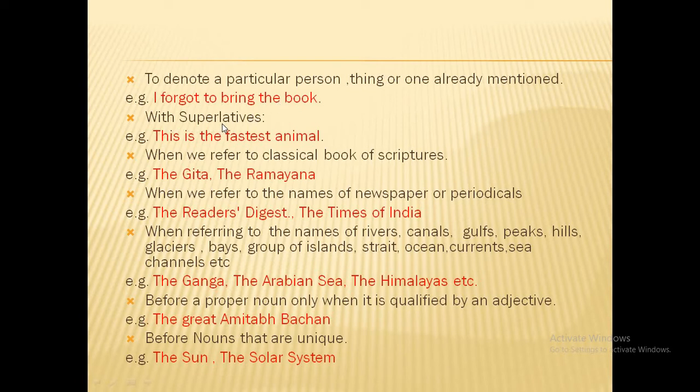With superlative adjectives, we will use the article the. This is the fastest animal. She is the cutest girl in the class. Ram is the tallest of all the children in the class. So whenever you are talking about somebody in the superlative degree of an adjective, it should always be preceded by the definite article the.